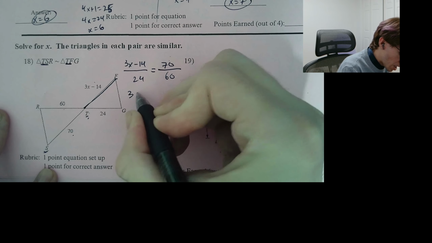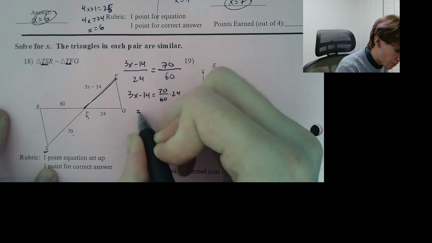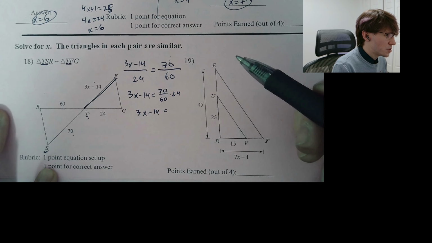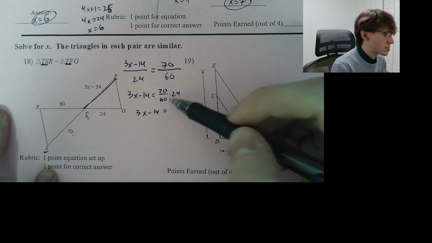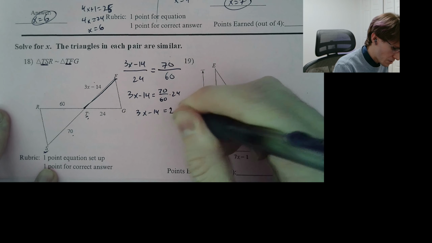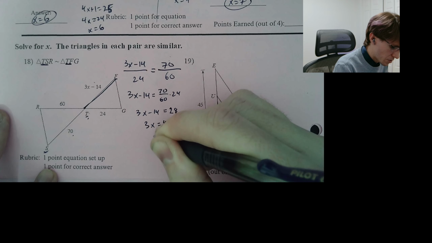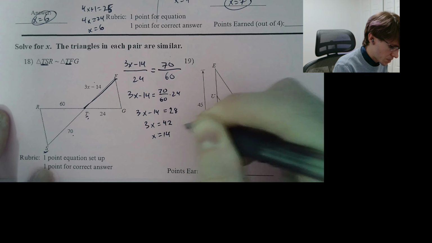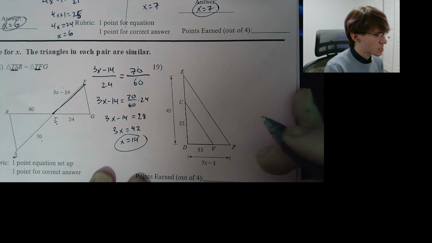From there, it's the same exact stuff you've been doing all day. 70 over 60 times 24. Use your calculator effectively. 3x minus 14. On this one, I think you really could do it in your head, by the way, because the zeros cancel out. You get 7 over 6. 24 divided by 6 is 4. 7 times 4 is 28. You are absolutely capable if you put your mind to it. Add 14 to both sides. Divide both sides by 3. There it is for that one. The x equals 14.